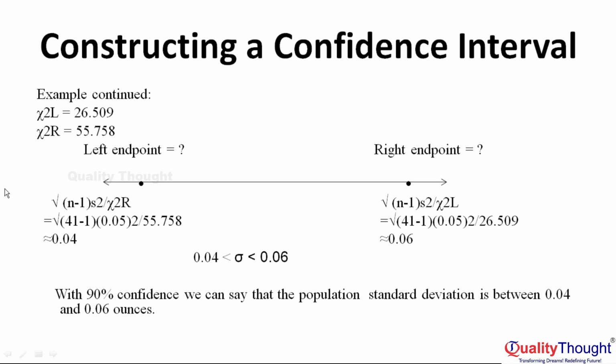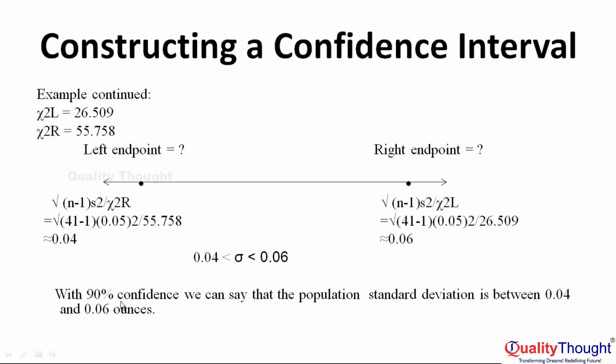How do we identify the range of sigma square, like standard deviation? We take the square root of n minus 1, because if we don't have the root, then it will become the variance. So it is the root of n minus 1 into s square divided by chi-square R, and the root of n minus 1 into s square divided by chi-square L. If you calculate, you will get the range of the standard deviation as 0.04 and 0.06.